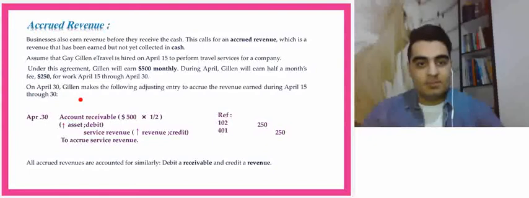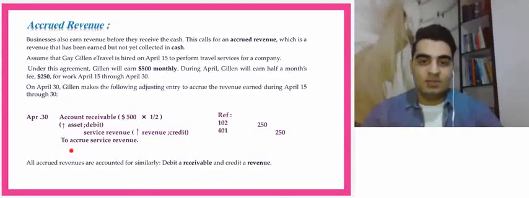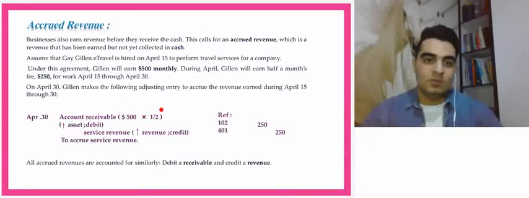On April 30, Gillen makes the following adjusting entry to accrue the revenue earned during April 15 through 30. This is our adjusting entry for this situation. Accounts receivable will be debited for this amount, $250, because only half of the month has passed. So we have to do this calculation. And as for service revenue, it's a revenue that increases, so we credit this amount. We credit $250.